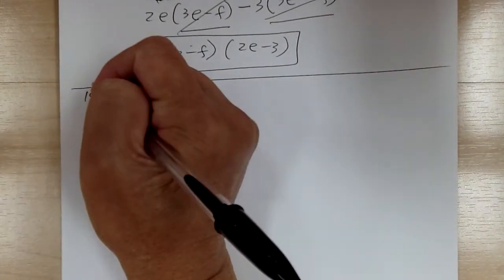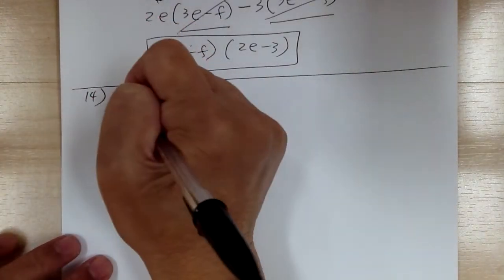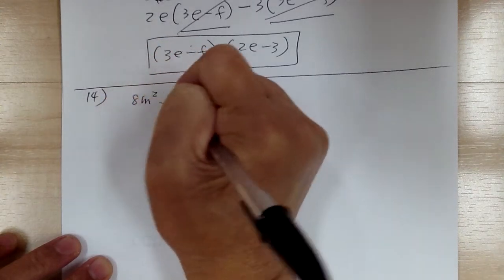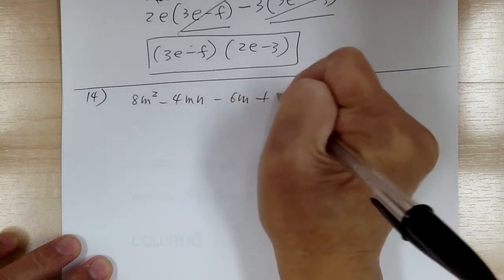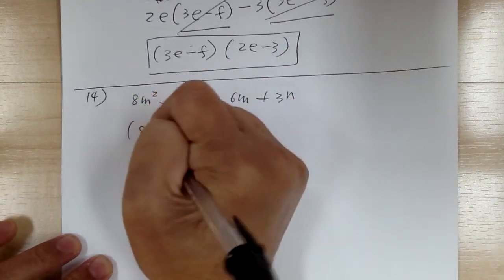Okay, number 14. Okay, you got am squared minus 4mn minus 6m plus 3n. Okay, so you can do the grouping.